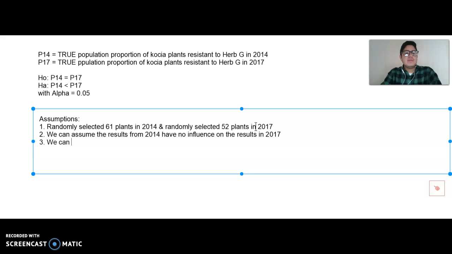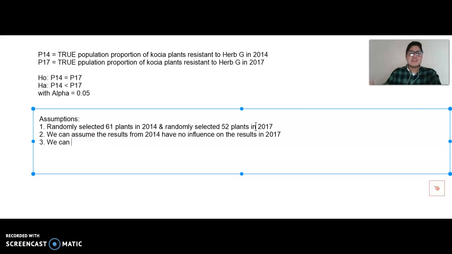We can assume now, so that's our first case of independence. The next case is, since we are sampling, we have to assume we're sampling without replacement. So once we take a plant, we're pulling it out of the population. We're not putting it back in and then possibly randomly reselecting it. We've pulled it to be a part of our sample. So we're sampling without replacement.